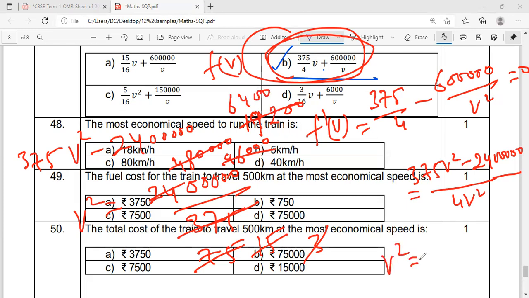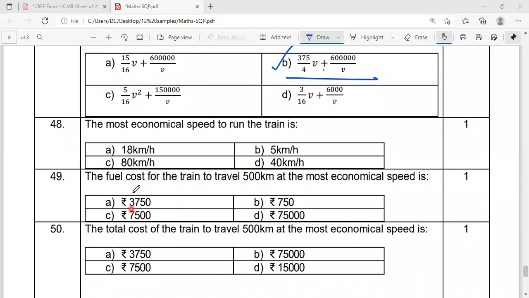So you get v square is equal to 6400. That means v is equal to 80. So v square is 6400 means the square root of 6400 is 80. So you get the most economical speed at 80.